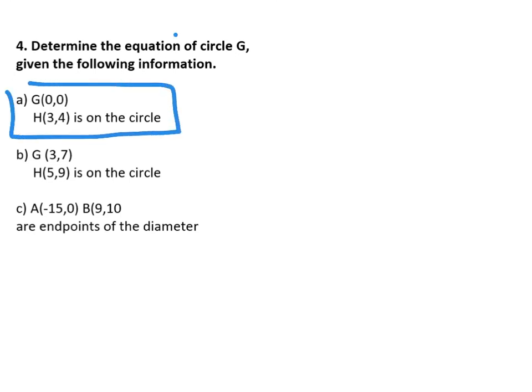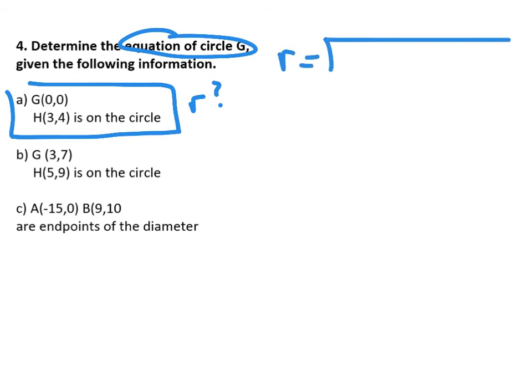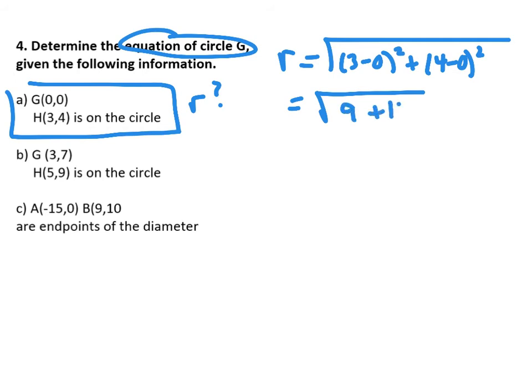So they want the equation of the circle, and they give us a center, but they don't give us the radius. So we need to find the radius, which is just the distance between a point on the circle and the center. In this case, that would be 3 minus 0 squared, and 4 minus 0 squared. We get 3 squared is 9, 4 squared is 16, the square root of 25, or in other words, 5.